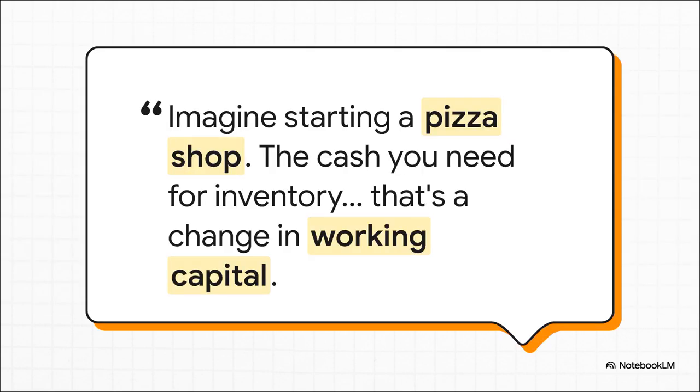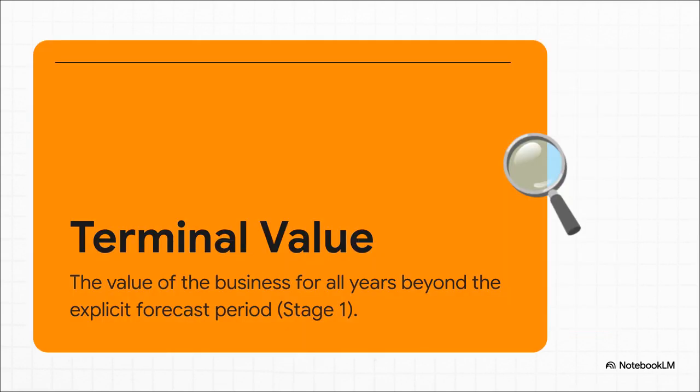I know that net working capital part can sound a little abstract, so here's a super simple way to think about it. Imagine you're opening a pizza shop. You can't sell any pizzas until you buy all your ingredients first, right? The flour, the cheese, the tomatoes. Well, that cash you have to spend on inventory before you make your first dollar, that's a perfect example of an investment in working capital. Okay, so we've forecasted cash for, let's say, 5 or 10 years. But what happens after that?